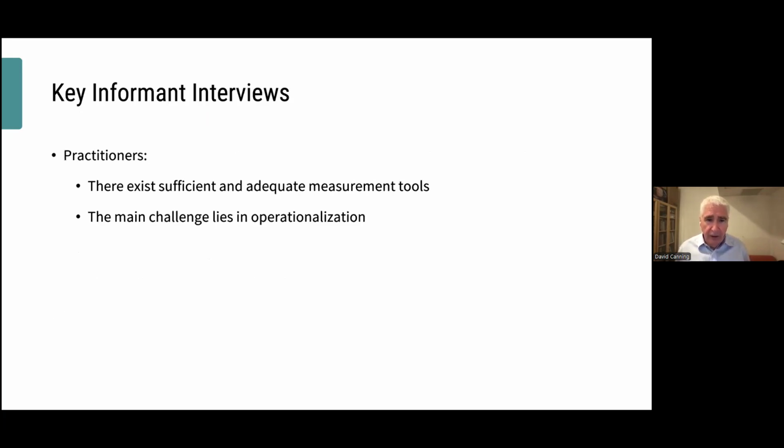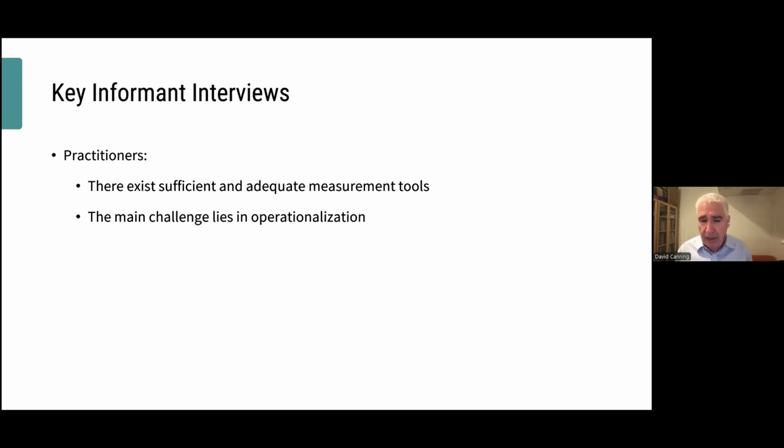And so just to emphasize this point, practitioners felt there were sufficient and adequate measurement tools, and the main challenge lies in operationalization. And I think the recommendation I'm going to have based on this is that we move to a consensus on a measure of resilience, and that rather than look for the perfect measure, which is what academics tend to do, that we look for a measure that is good enough. And once we have cohered on that measure, we use that to operationalize.